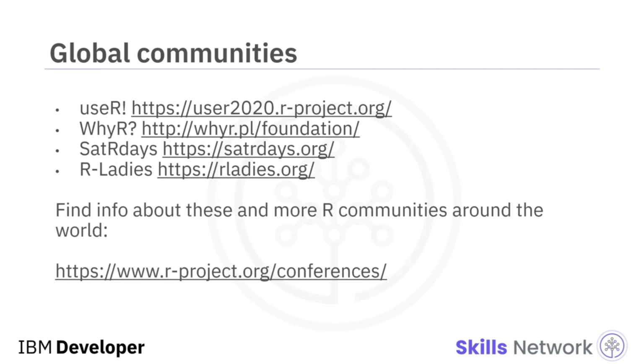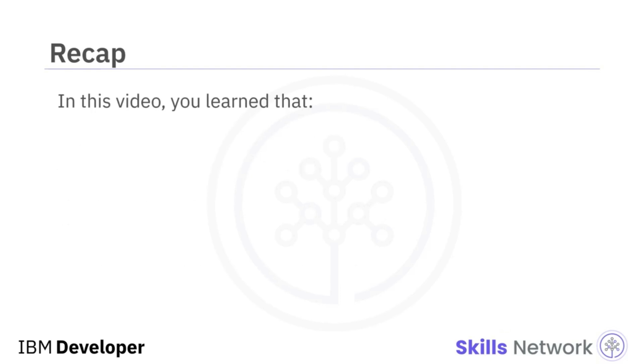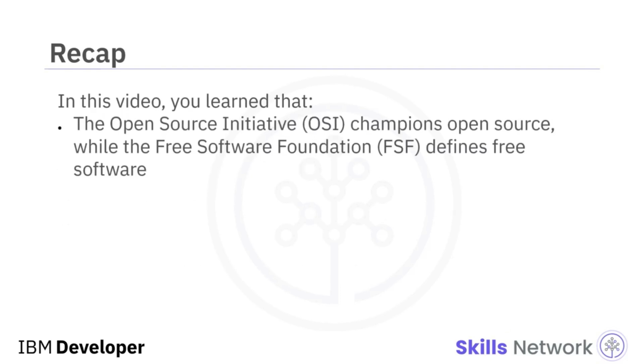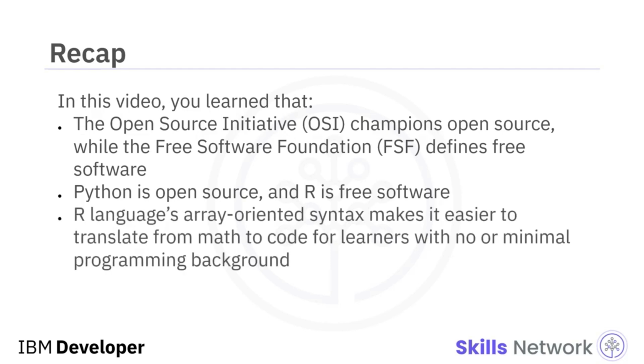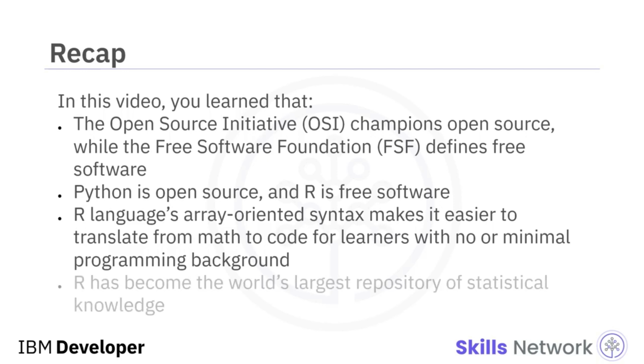In this video, you learned that The Open Source Initiative, or OSI, champions open source, while the Free Software Foundation, or FSF, defines free software. Python is open source and R is free software. R language's array-oriented syntax makes it easier to translate from math to code for learners with no or minimal programming background. And R has become the world's largest repository of statistical knowledge.